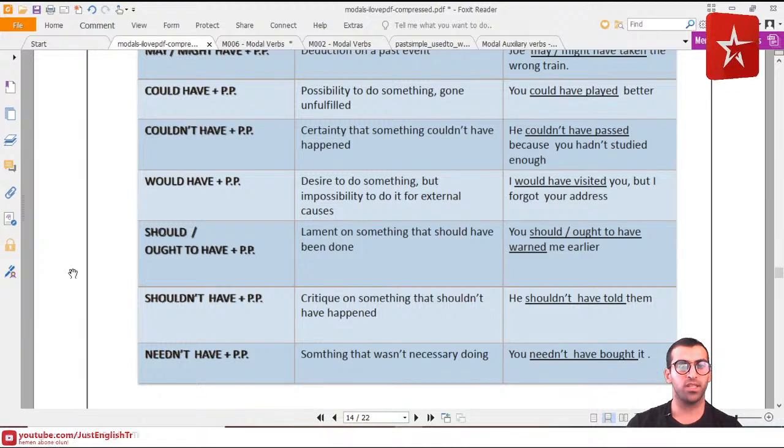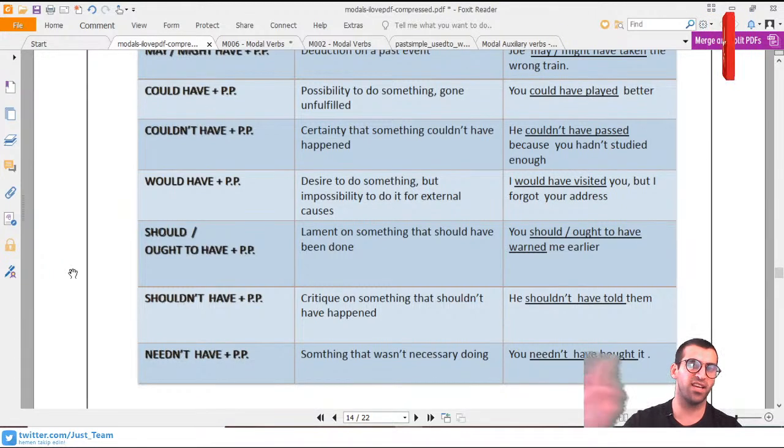And the last one, needn't have plus past participle, like something that wasn't necessary to do. Like you needn't have bought it.